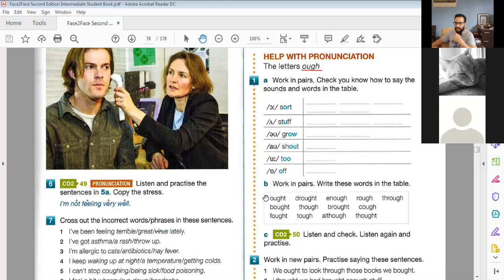First one, oat. Okay, where should it go? With which one should it go? Oat. Row. Oat. Shout. To. Oat, maybe with grow.